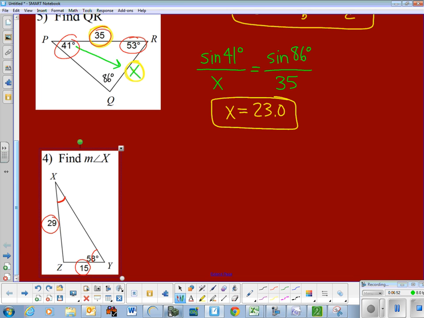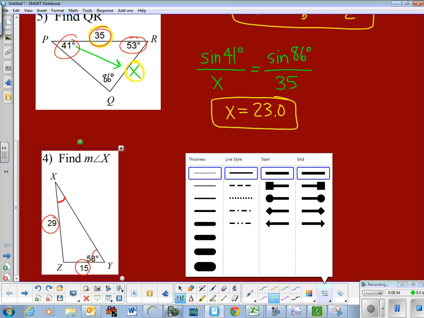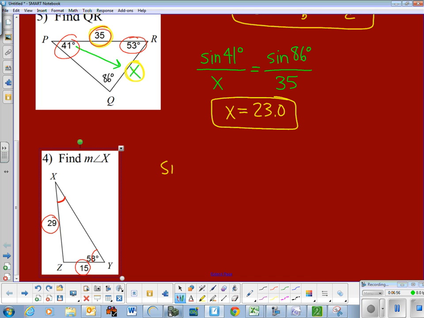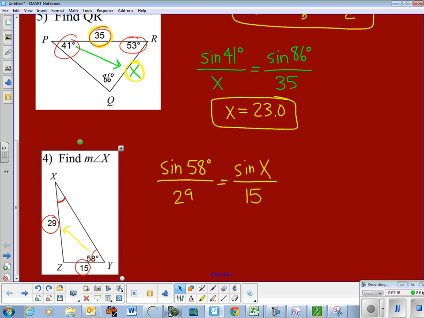All right, so let's set up our proportion. Sine of an angle, in this case I know the 58, sine of 58 degrees, over 29, because that's across the triangle from the 58 degrees, equals sine x over 15. All right, so the difference here is my unknown is the argument of sine, right? I just was finding a side length. In this case, I'm finding an angle.